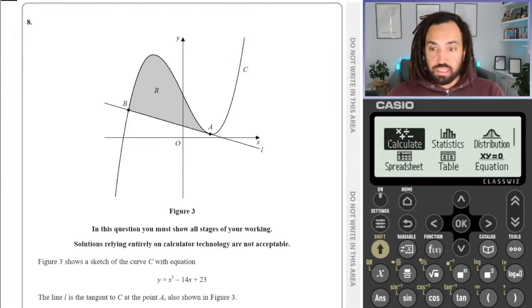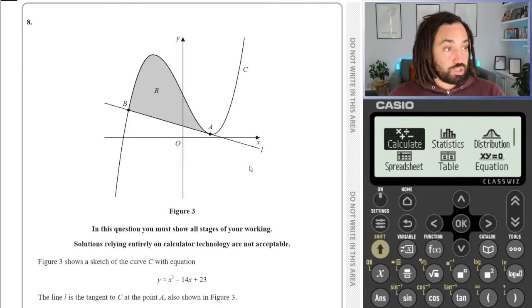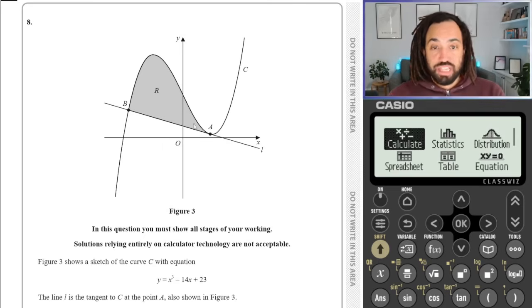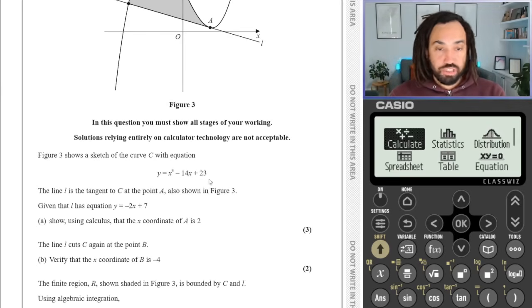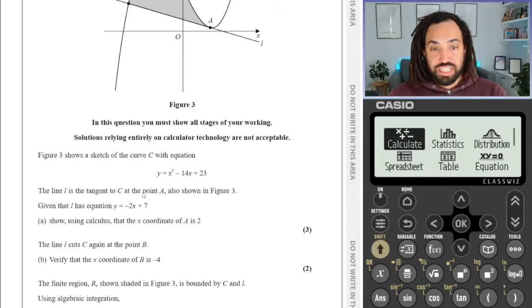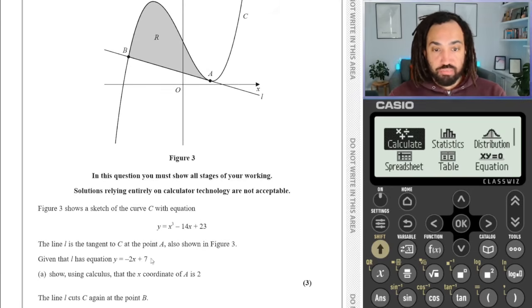Question 8, and it's quite beastly, this one. We have a cubic graph. We've got a straight line. We've got points A and B, and we've got a region that has been shaded. Okay, so we've got the cubic equation, and the line L is tangent to the point A. Okay, and given that L has this equation, show using calculus that the x coordinate of A is 2.